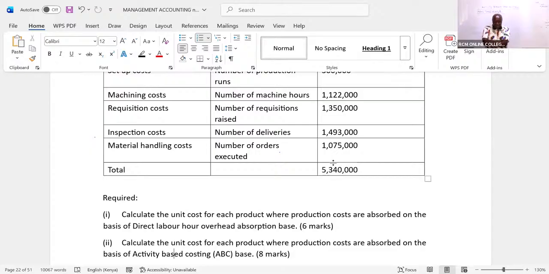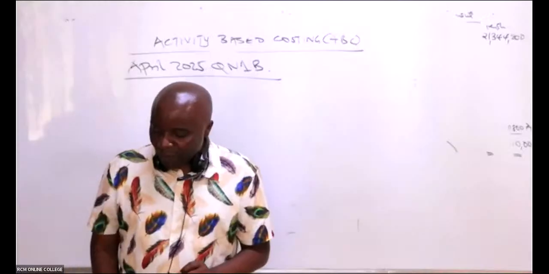I suppose you guys, given the exposure that you have, can very easily do number 1 on your own. But of course, I know you would want Mwalimu also to do it, isn't it? So let me do it. They want me to calculate these costs for each of these products by, first of all, apportioning the entire overhead of 5,340,000 using one cost driver, one factor.